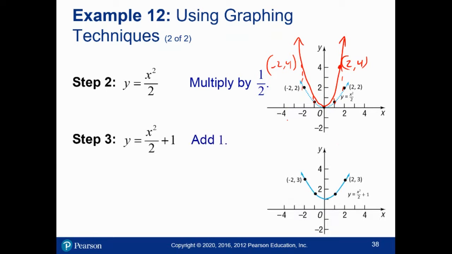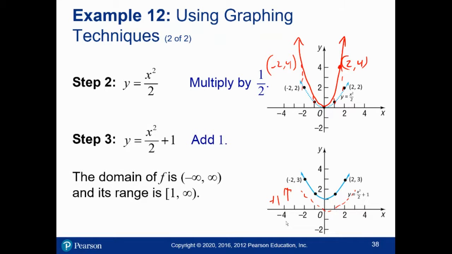The next thing we have to do is take this squished curve that we just made and shift it up by 1. Okay, so there's the graph of x squared over 2 plus 1. Now, what's the domain and range? From the graph, try to figure it out. Okay, I'll pause for a second. So the domain is still all real numbers, but the range is only from 1 to infinity. Everything got shifted up by 1.